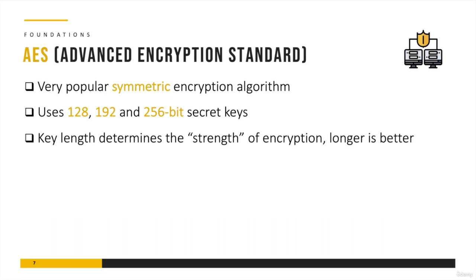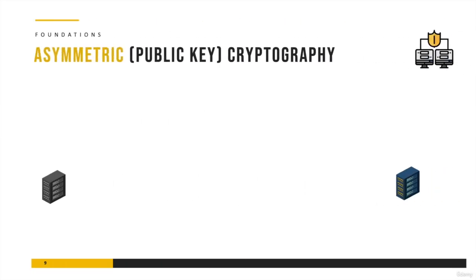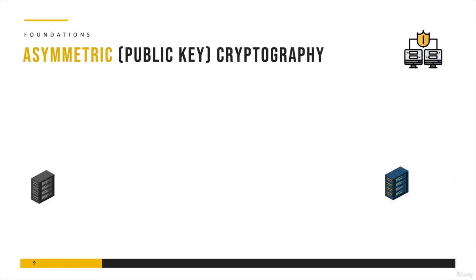AES has several implementations and it's widely adopted in the industry, and it is used in a large number of applications. In contrast to symmetric encryption, we also have another type of encryption, which is asymmetric encryption, also known as public key cryptography. Now, the main difference between symmetric and asymmetric is that in symmetric encryption, both the sender and the receiver use the same secret key.